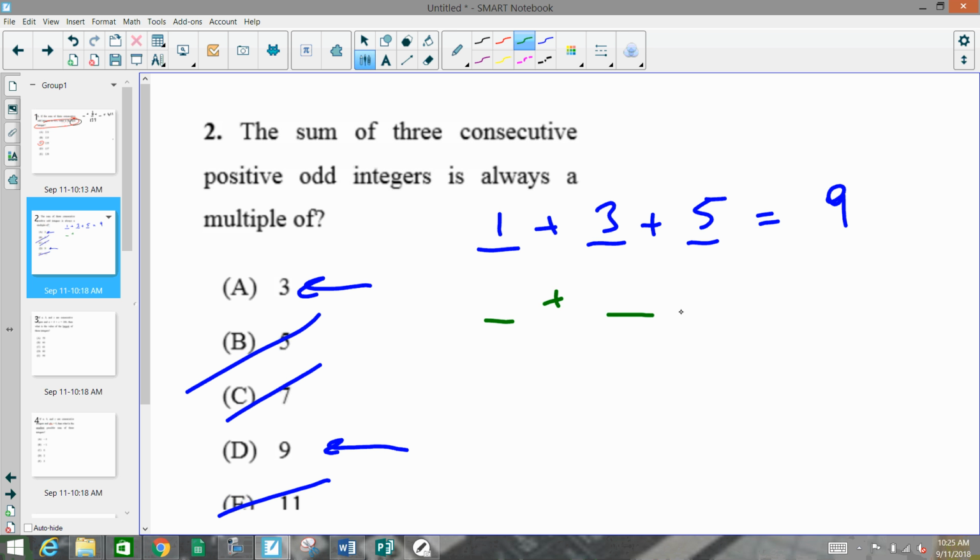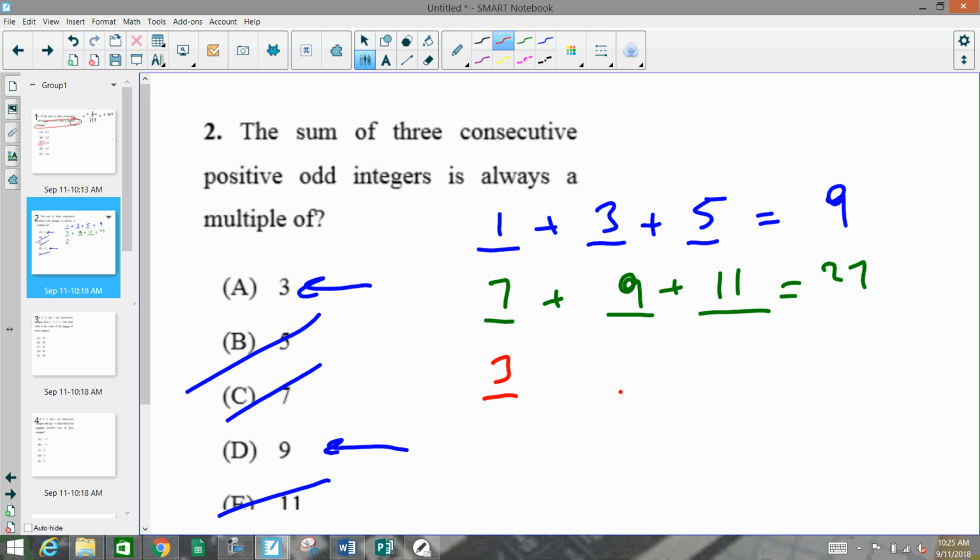Three positive odd integers. So what are the numbers going to be in this case? It's up to you. 7, 9, 11 is equal to 27. 27, still divisible by 9. Oh my gosh, couldn't eliminate. So tell me now.